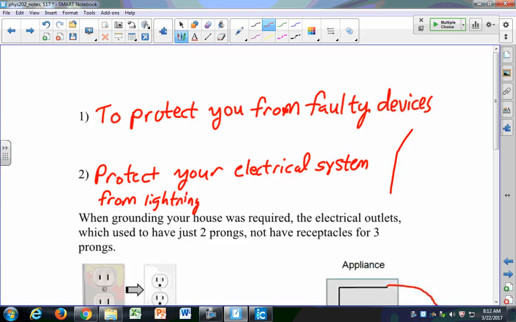That is, if you have your house and you have the wires that are running throughout it, they're all connected to the ground out here. And so if you get a lightning strike, it comes here and it charges the system, and that extra electricity will go out through the ground.